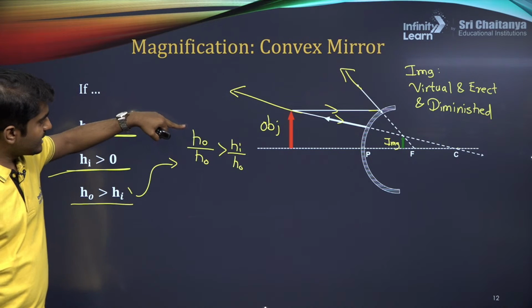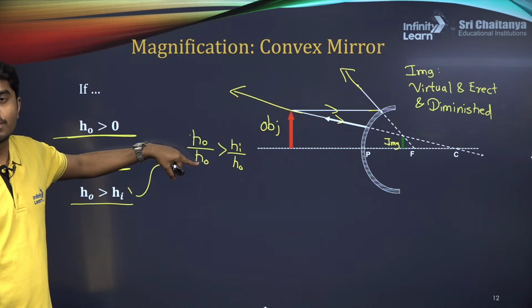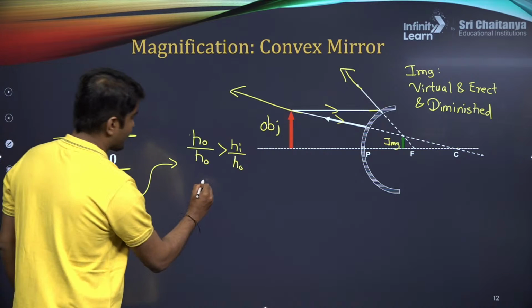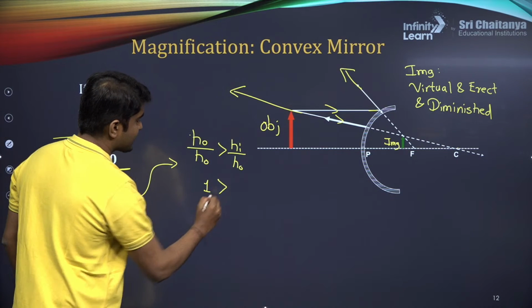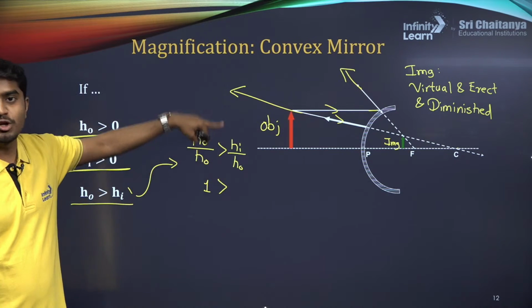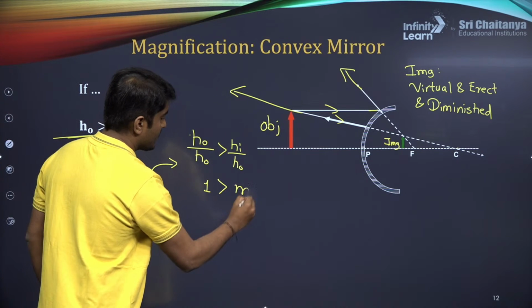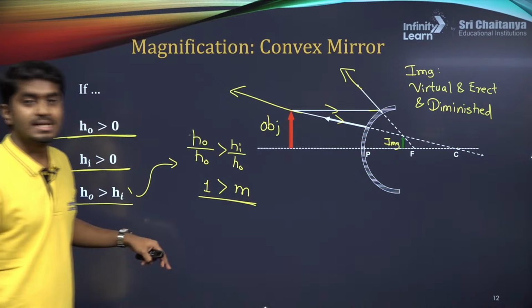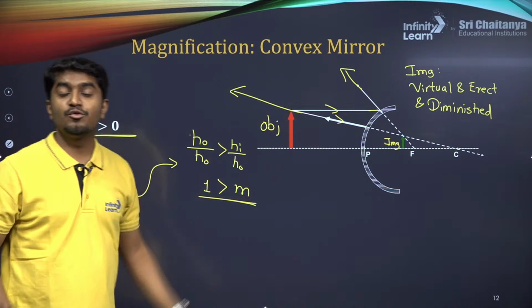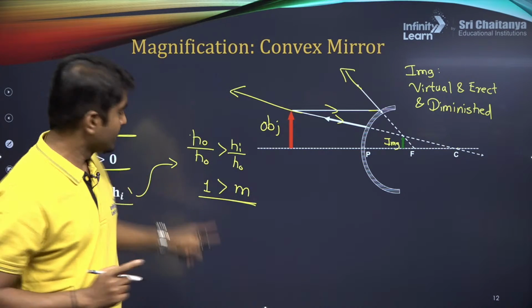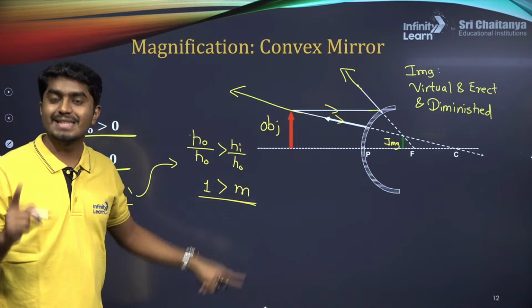Dividing this equation by the height of the object, the height of the object divided by the height of the object is 1. So you can write this as 1, which is greater than, what is this ratio? This ratio is nothing but our magnification. So the magnification is less than 1. It is not equal. It is always going to be less than 1.